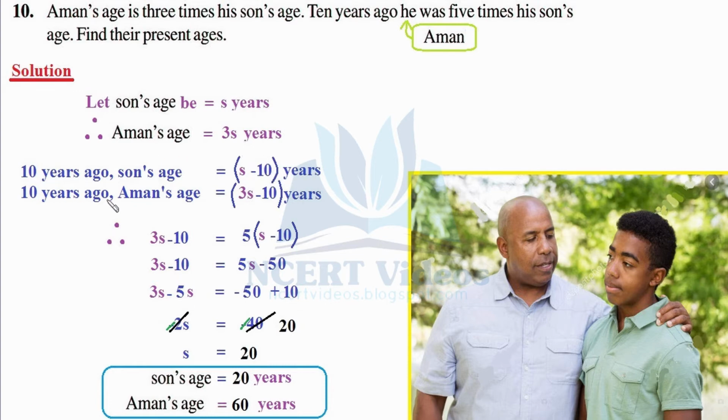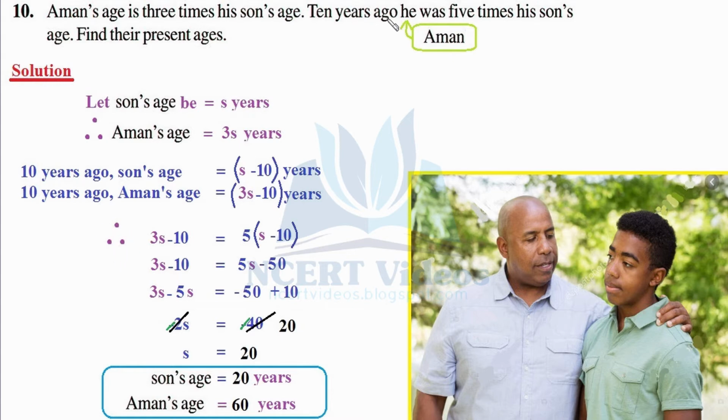Similarly, Aman's age 10 years ago was, right now he is 3S years, so he was 3S minus 10 years 10 years ago. With this, we have found their ages 10 years ago. Now let's read the rest of the statement. 10 years ago, he means Aman, was 5 times his son's age. So this will give us our desired equation which we will have to find in order to get their present ages.